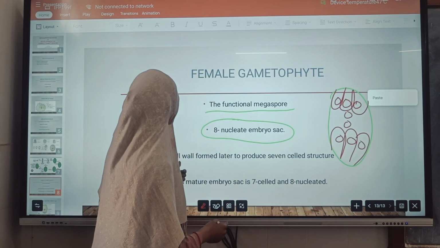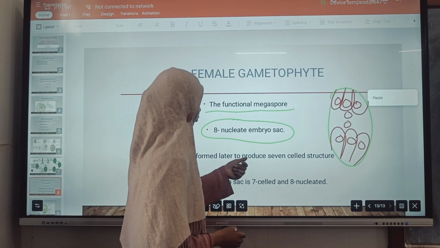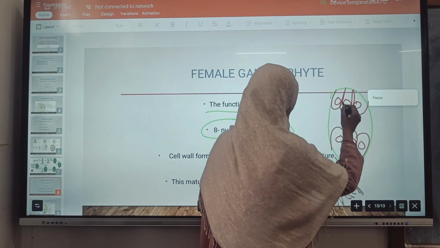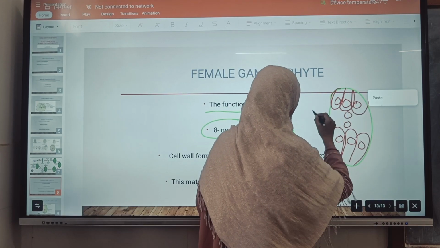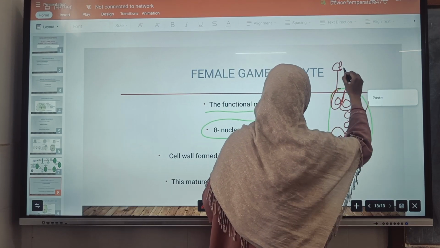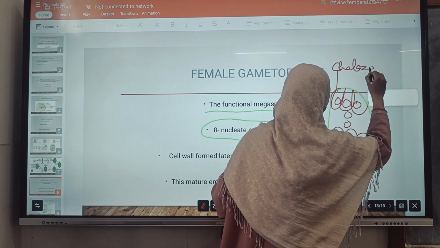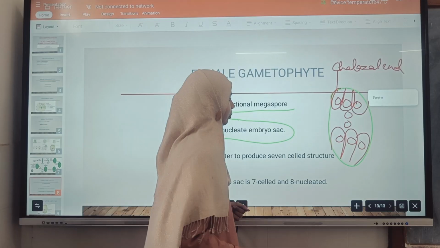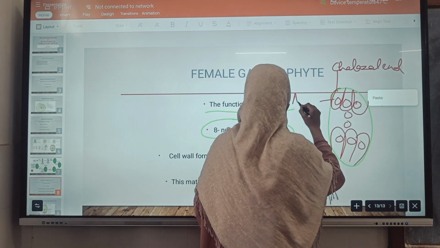So when the cell wall is formed to produce the 7-celled stage, now what are these 7 cells? The 3 cells formed at the chalazal end of the megasporangium are called antipodal cells.